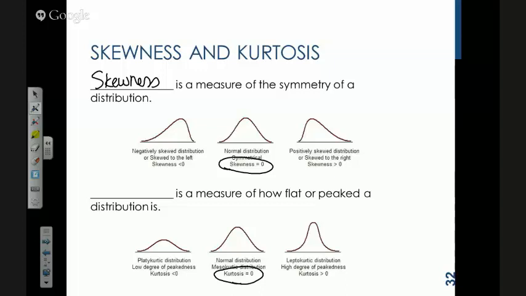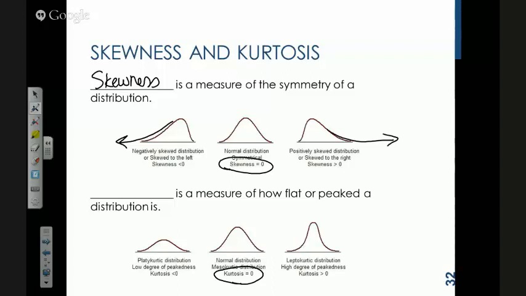We won't calculate it in class, but I'll show you in SPSS, or maybe you already know, where you can actually get those values. And so if it's less than 0, we say it's negatively skewed. And if we plot a histogram, we'd say that it had a long left tail. Or if that skewness is positive, it has a long tail out to the right.